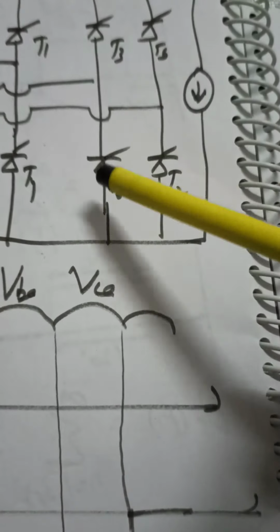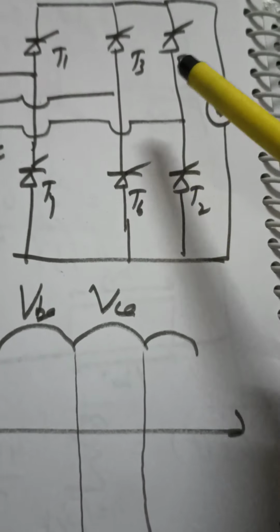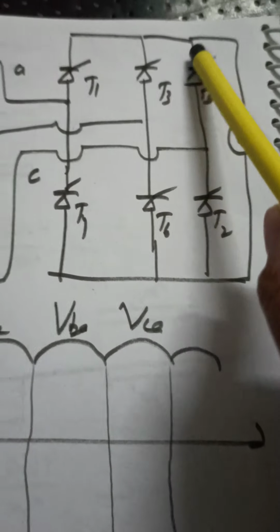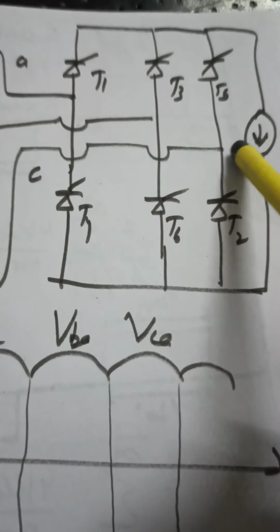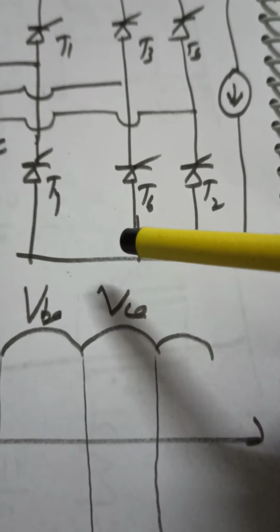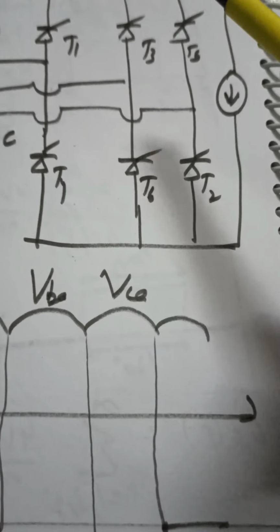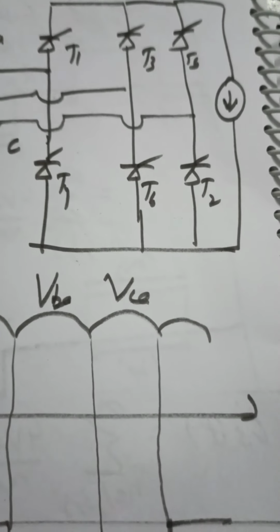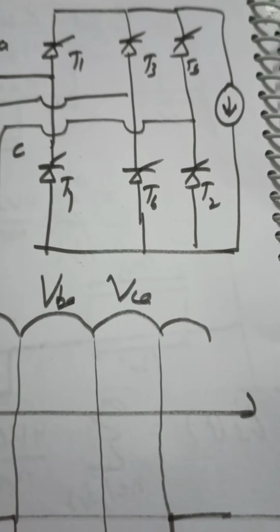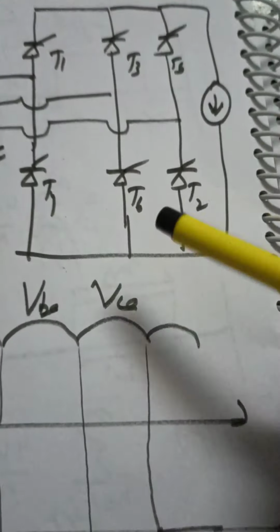5 6 will conduct. When 5 6 conducts, the output will be, have a look at this, 5 gets connected to the C part, and 6, where's the 6? 6 is this part. This gets connected to the B part. So the output voltage will be V_BC. I think we are quite clear. The output is going to be not V_BC, it's going to be V_CB.